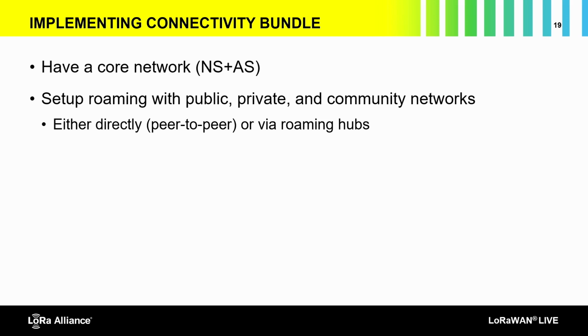So how do you achieve that? Well, you need to have a core network, which is a combination of network server and application server. Most probably you already have an application server if you are providing this as a service, right? Now you bundle a network server with that. And then you need to set up roaming with your own choices of public, private, and community networks. Wherever your devices need to go, you need to identify a partner to set up roaming.